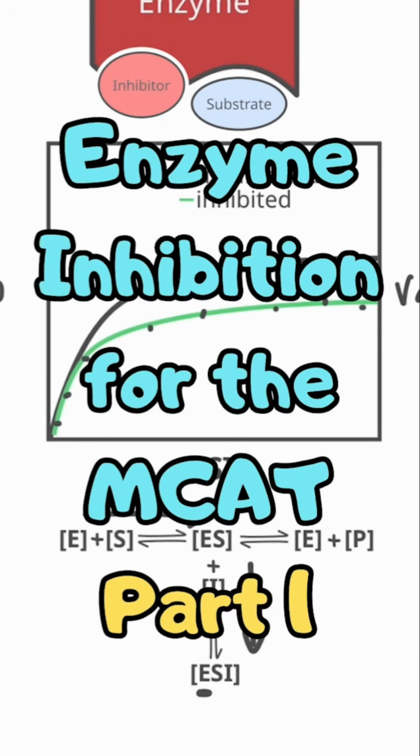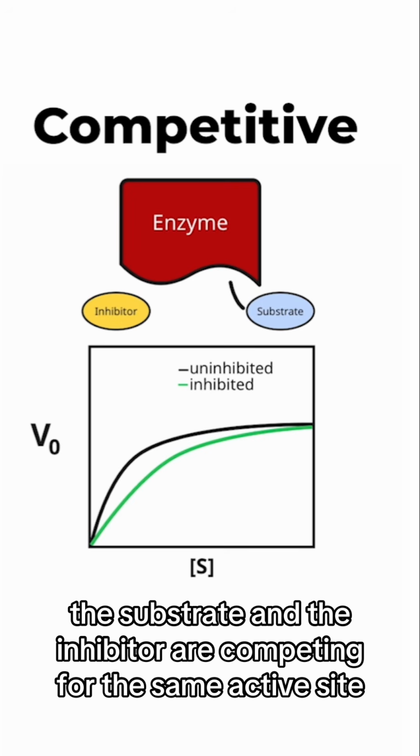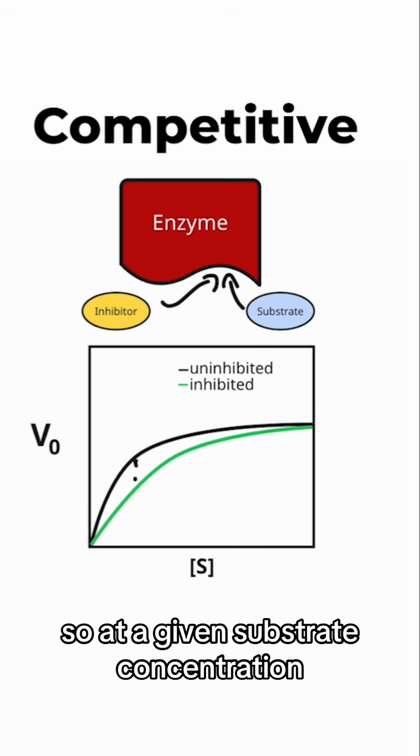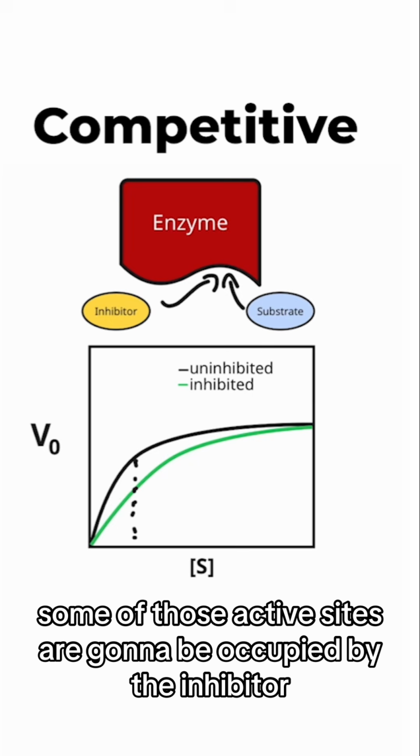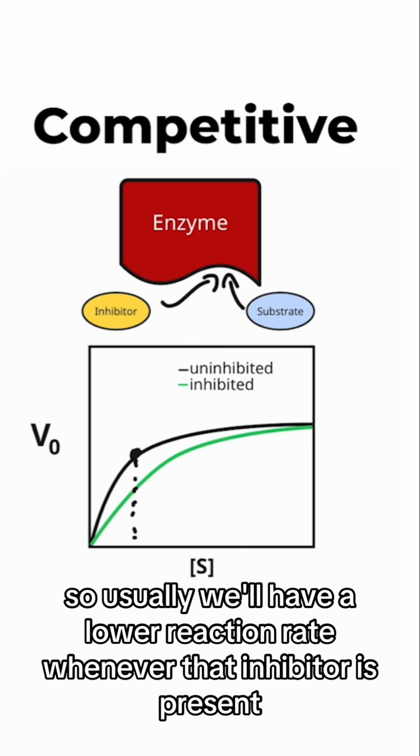In this video, I'm going to go over competitive and uncompetitive inhibition. In competitive inhibition, the substrate and the inhibitor are competing for the same active site. So at a given substrate concentration, some of those active sites are going to be occupied by the inhibitor, so usually we'll have a lower reaction rate whenever that inhibitor is present.